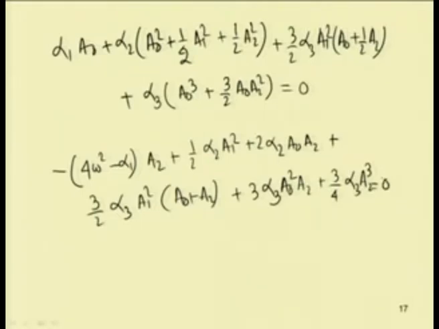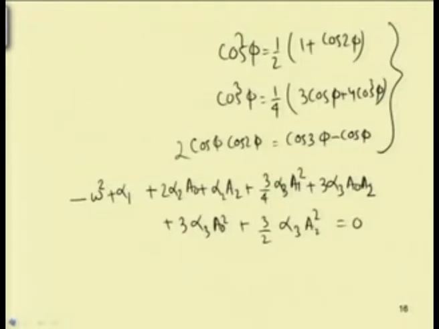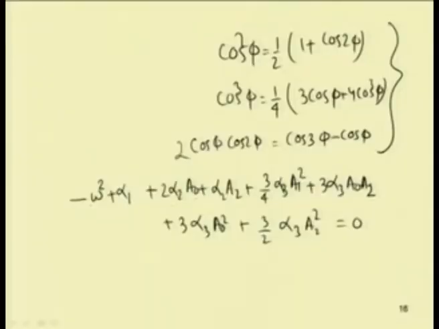So, let us see these equations. In this, you can observe that the first equation, which is the coefficient of cos phi, can be written in this way: minus omega square plus alpha 1 plus 2 alpha 2 a 0 plus alpha 2 a 2 plus 3 by 4 alpha 3 a 1 square plus 3 alpha 3 a 0 a 2 plus 3 alpha 3 a 0 square plus 3 by 2 alpha 3 a 2 square.